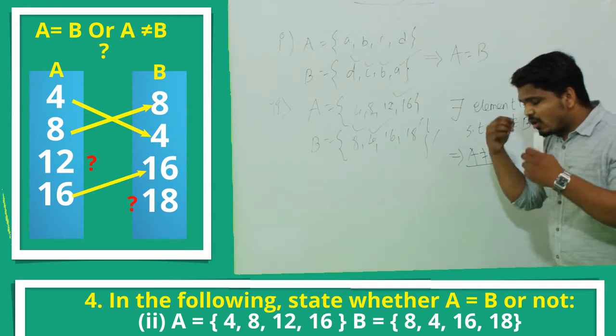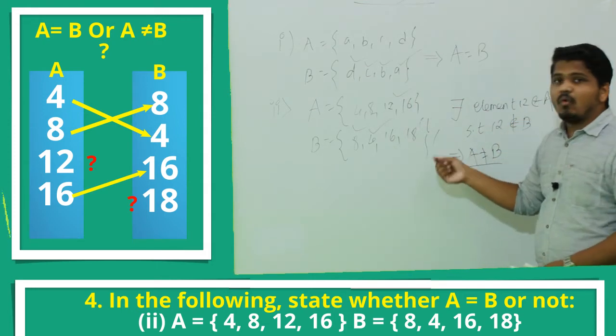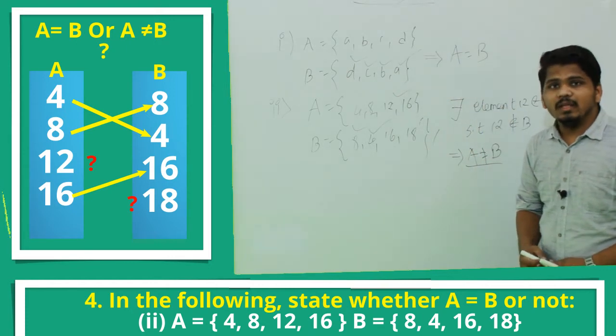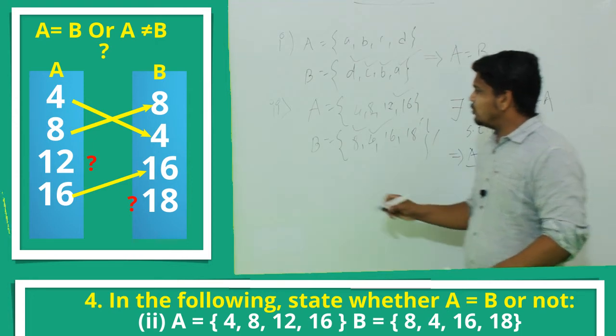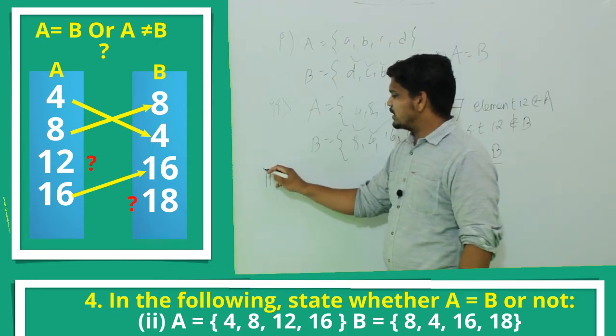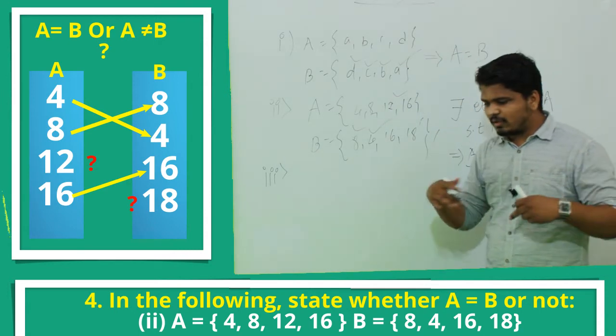I will not go for other elements here. You need to find just one element that violates the definition of equality of sets. Then you can definitely say A is not equal to B. Showing A is not equal to B is much easier as compared to showing equality of sets. Now we will go to example number 3.